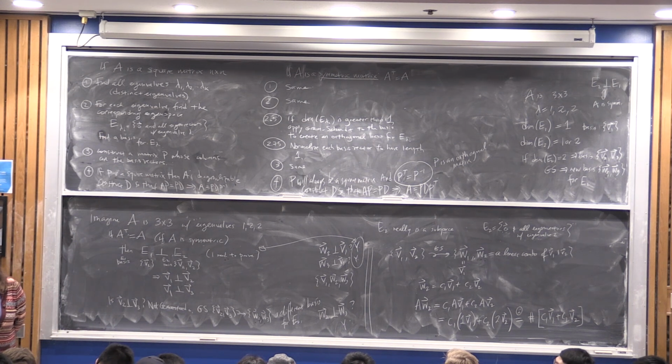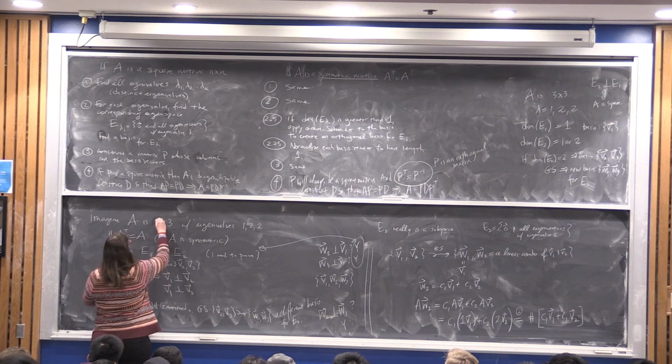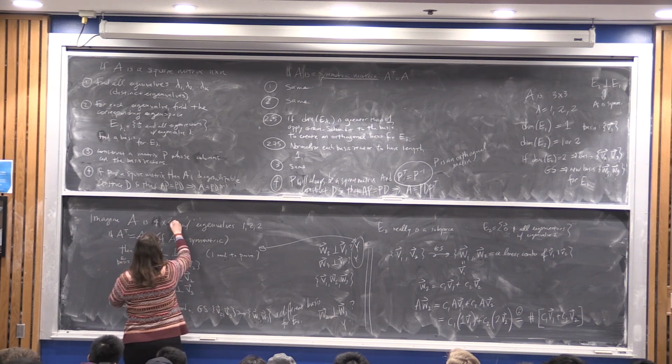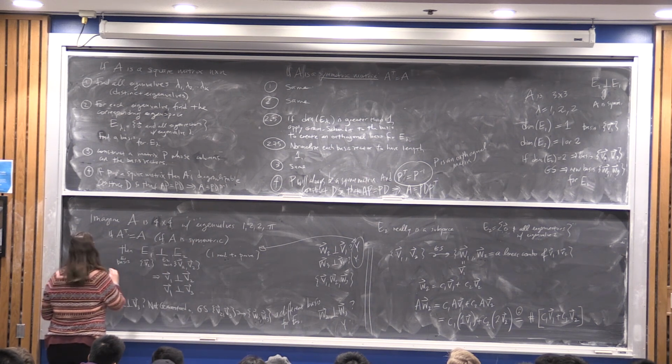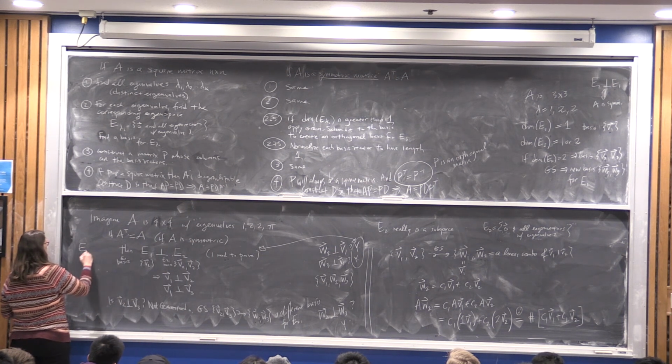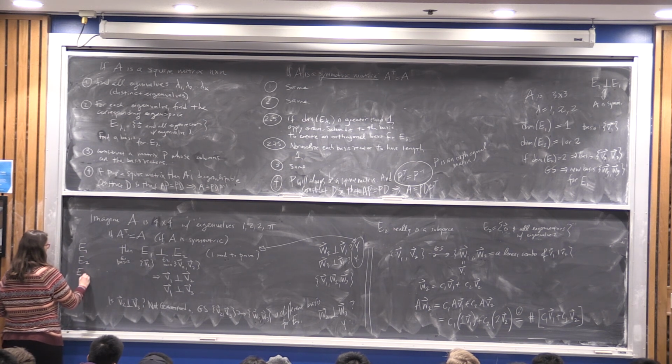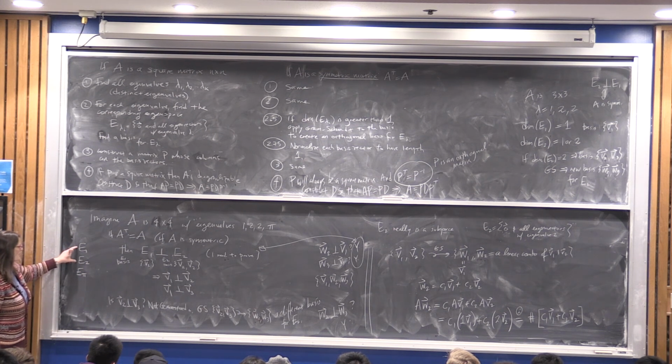Yes? If A were 4 by 4? Then maybe I would have thrown in a fourth eigenvalue, and I would have had eigenspaces E1, E2, and E pi. These are mutually orthogonal by the theorem I haven't proven to you yet.